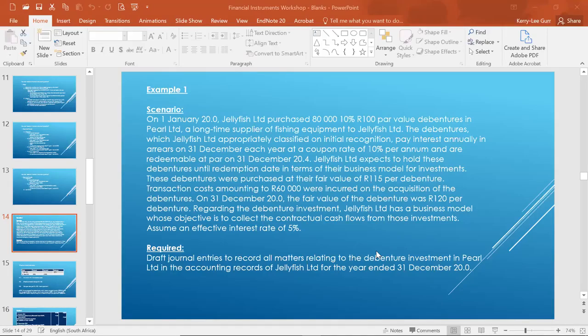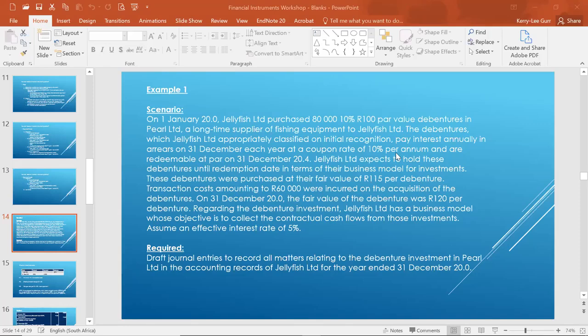So do we have a debt or an equity instrument? What do we have here? Debentures. Do you think that is a debt instrument or an equity instrument? Okay, debentures, it's a form of loan. It's a debt instrument. Very good.